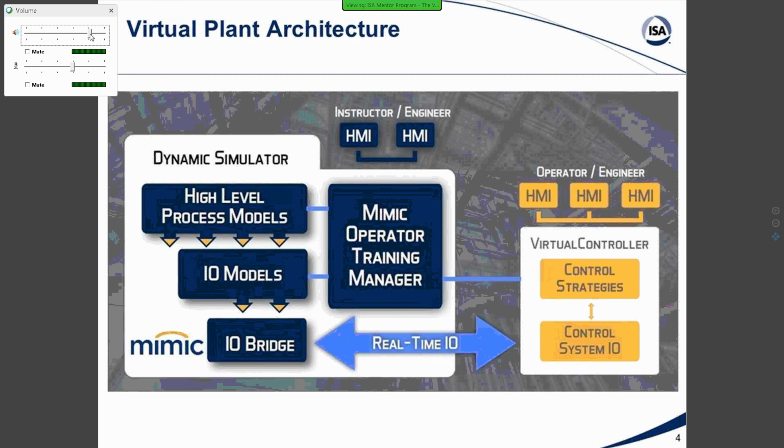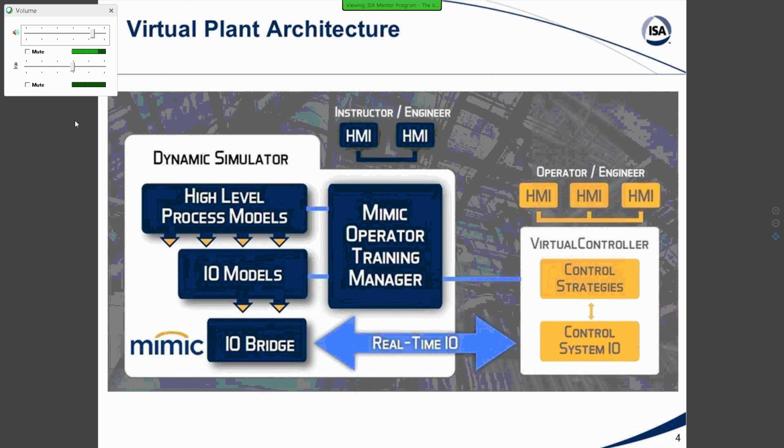The virtual plant architecture. I'm going to preface this with, obviously this is coming from one of our internal documents, so I'm going to stick to just a high-level description of what the architecture looks like. I'm going to start on the right-hand side, that's the control side, and work our way backwards. On the right-hand side, you'll see the operator or engineer interface to the control system, interfacing with different control strategies, whether that's DeltaV or whatever that may be, and then that has its control system I/O.